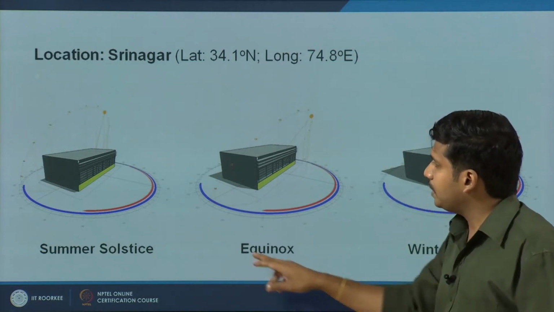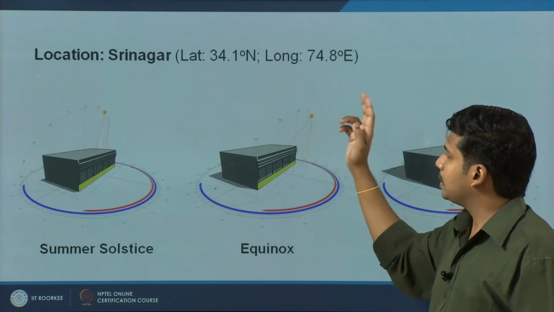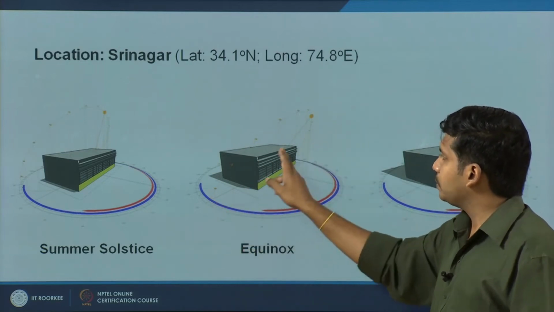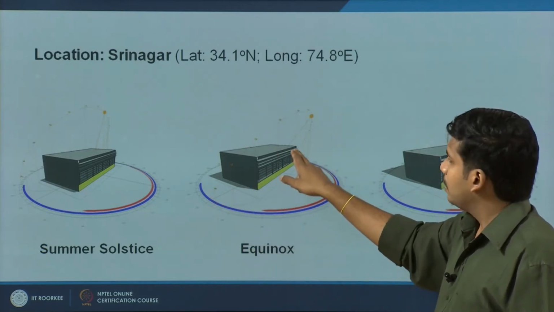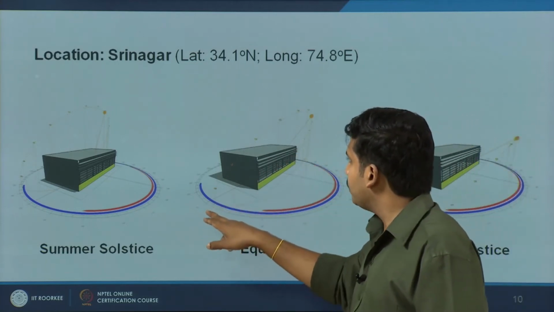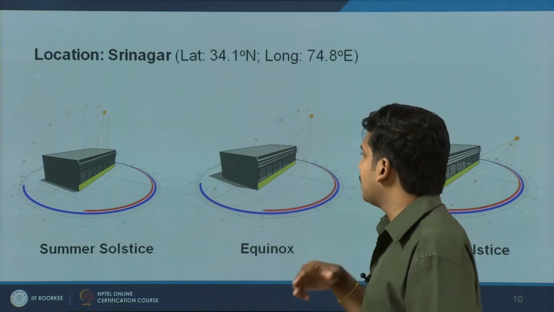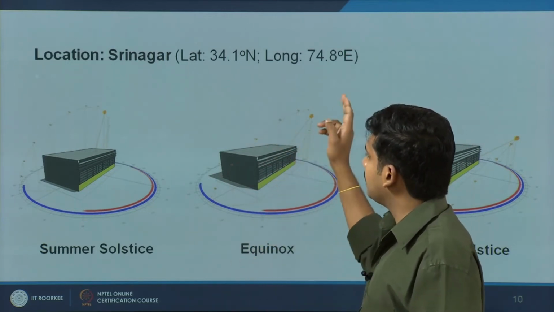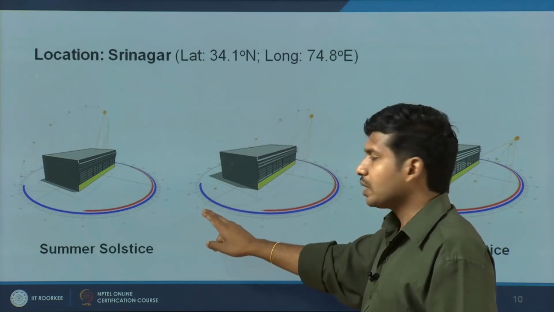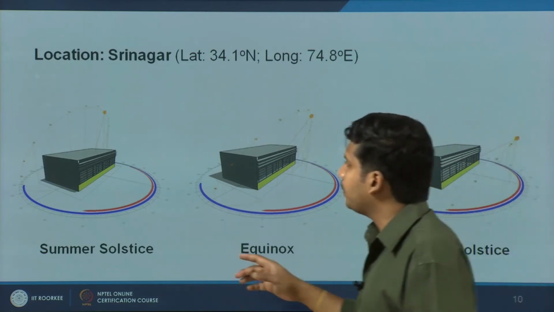During equinox, the sun rises here, moves along and then sets at this point. So typically you get the sun rising exactly in the east and setting exactly in the west during equinox, but it has a southern traverse: it rises in the east, traverses through south and sets in the west. Winter solstice, you have a further lower altitude angle. Here we are talking about 3 altitude angles.